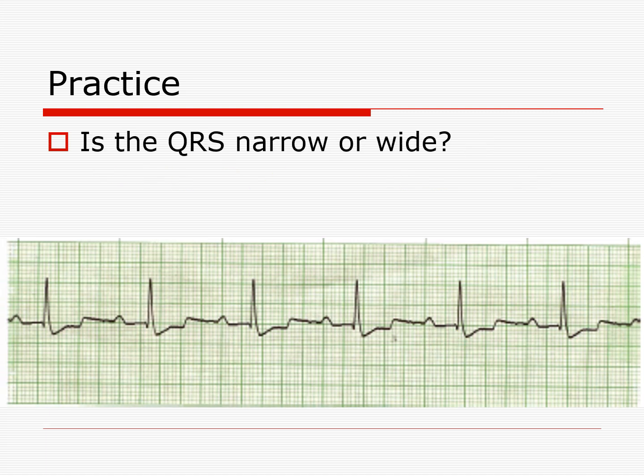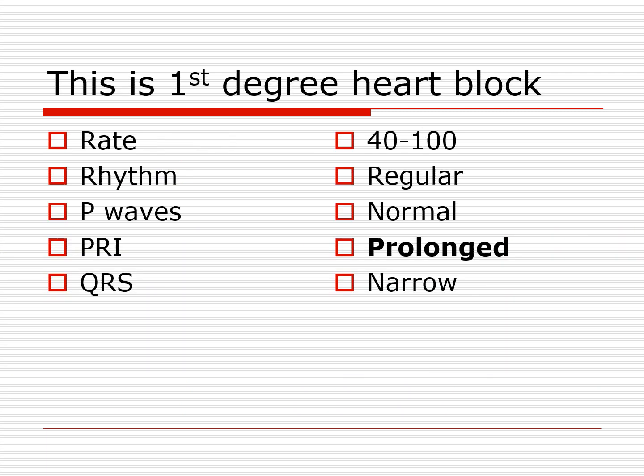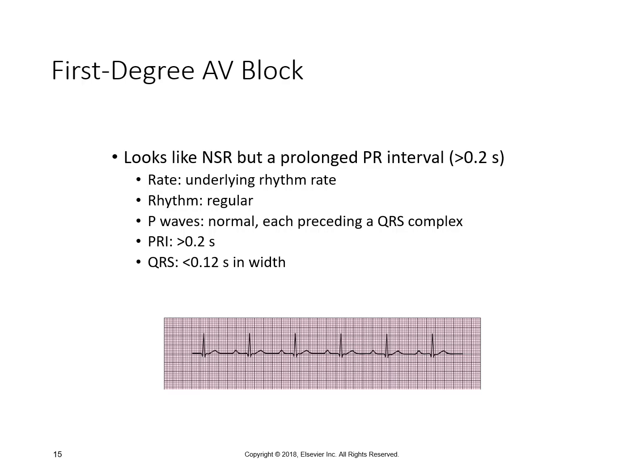What about the QRS? It is narrow. So basically, this is first degree heart block. If we go through our little checklist here, we should just find that our PRI is prolonged. See what I mean? How this kind of just repeats itself. That was like 15 slides of pretty much talking about the same thing.